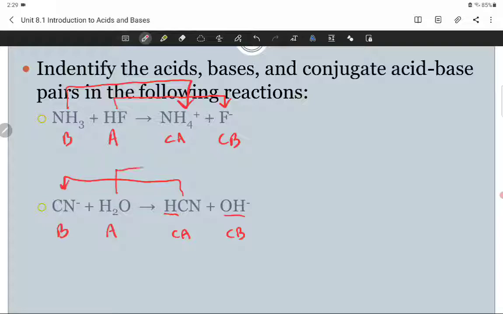So you've always thought of water as being neutral. Well, we'll come up with definitions of what neutral means in a little bit, but in this case, water is an acid.